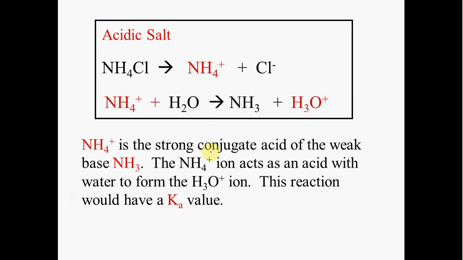Again, an acidic salt is typically going to be an ammonium salt. Could be a tetraamine salt or a diamine salt, but they're going to be formed from these amines, the basic structure of which is ammonia. So they're going to form strong conjugate acids of the weak base. So the ammonium ion will act as an acid with the water to form the hydronium ion, and you're going to need a Ka value since you are forming the hydronium ion, an acidic salt.